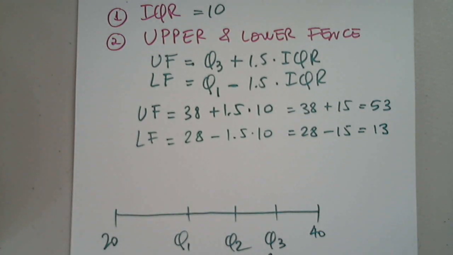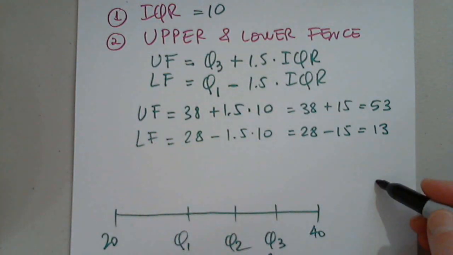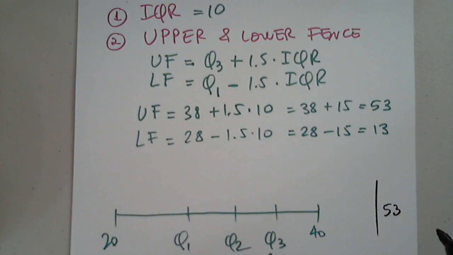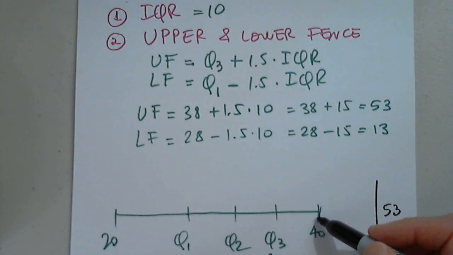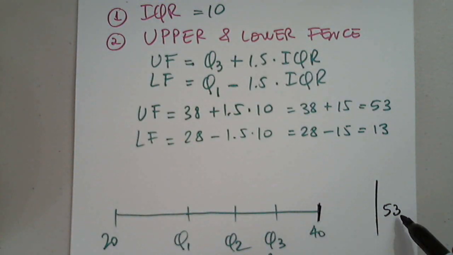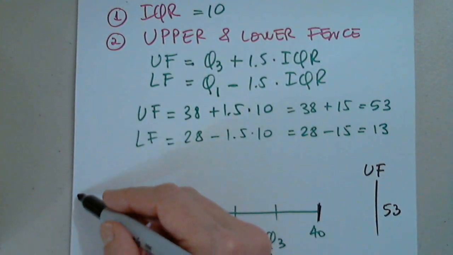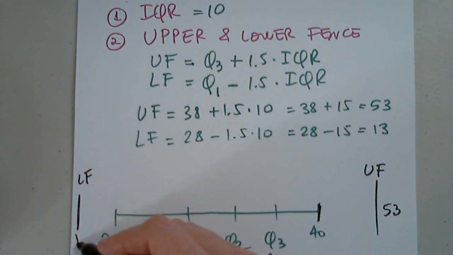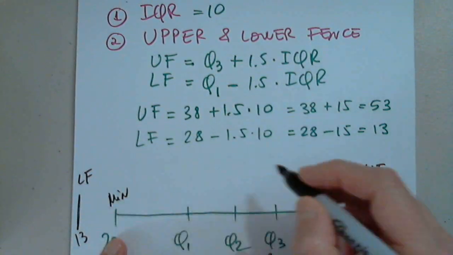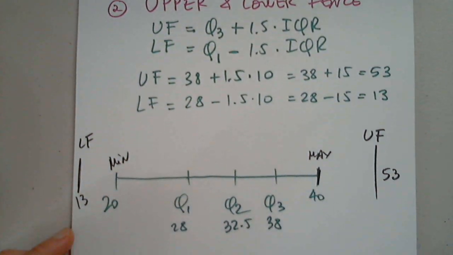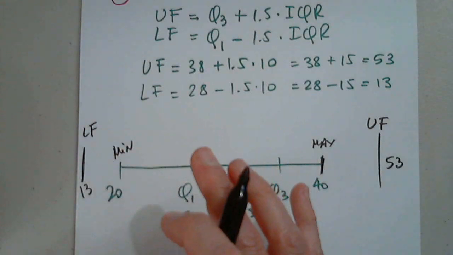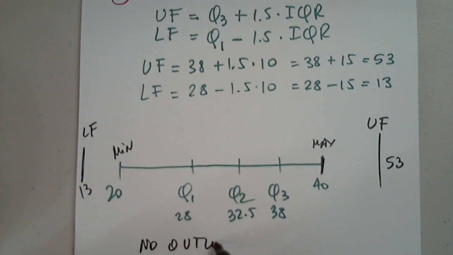So as you see, the upper fence is up here at 53, and there is no observation above 40. I don't have an observation above 40, and the upper fence is 53. So this is the upper fence. Where is the lower fence? The lower fence is right here at 13. I don't have a number lower than 20, lower than 13, definitely. So this is minimum, and this is maximum. So because of that reason, I will say this data set has no outliers.